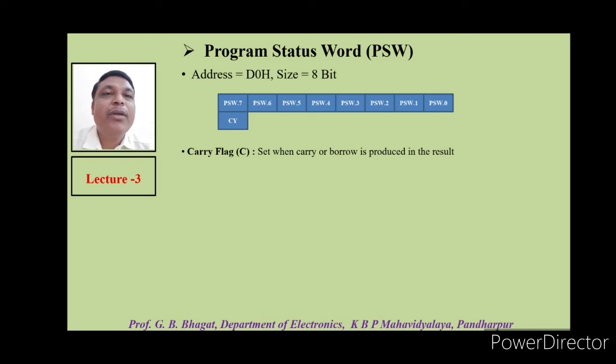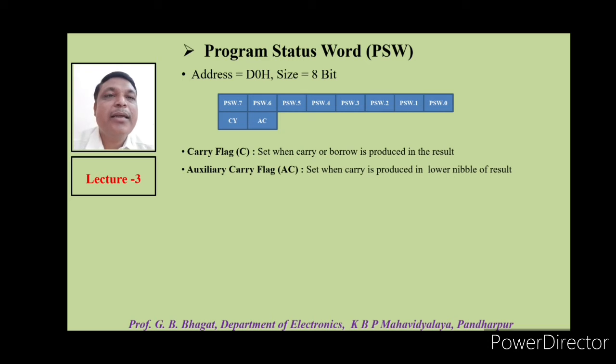Here the carry flag will be set when any carry or borrow is produced in the result, otherwise it will be reset. Next, the second MSB, the PSW 6 bit, is assigned for auxiliary carry. The auxiliary carry will be set when a carry is produced in the lower nibble of the result. That is, if carry is produced in the lower nibble of the result, then this auxiliary carry bit will be set. The next bit is F0, a general purpose flag for user programming.